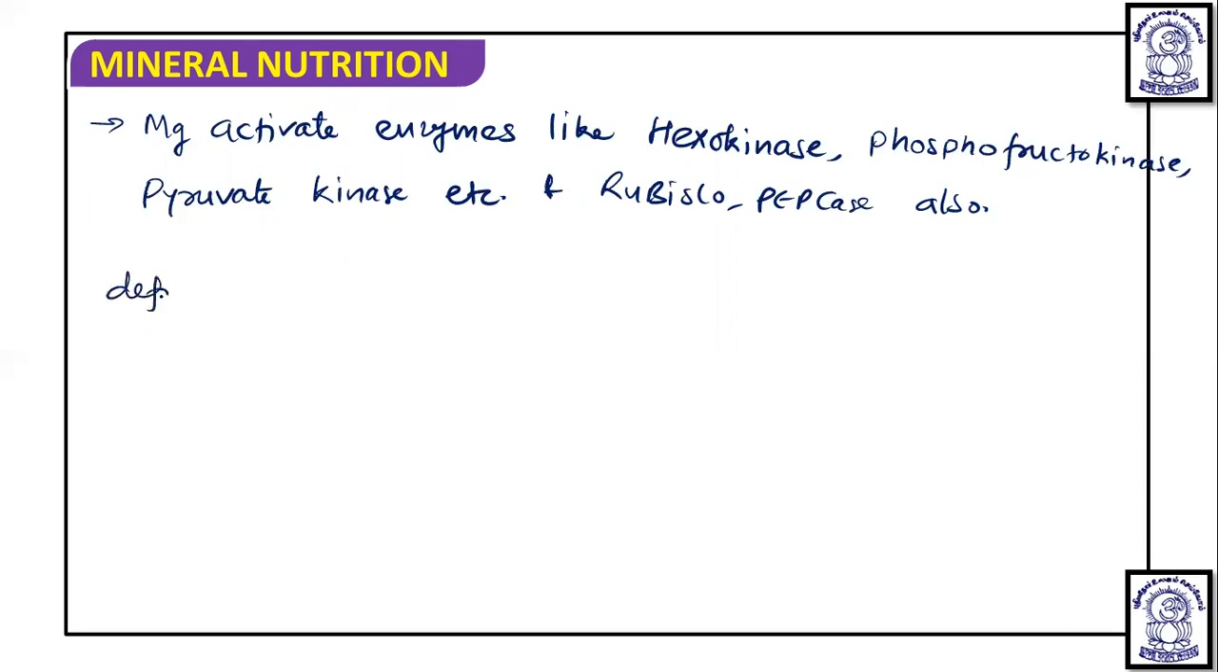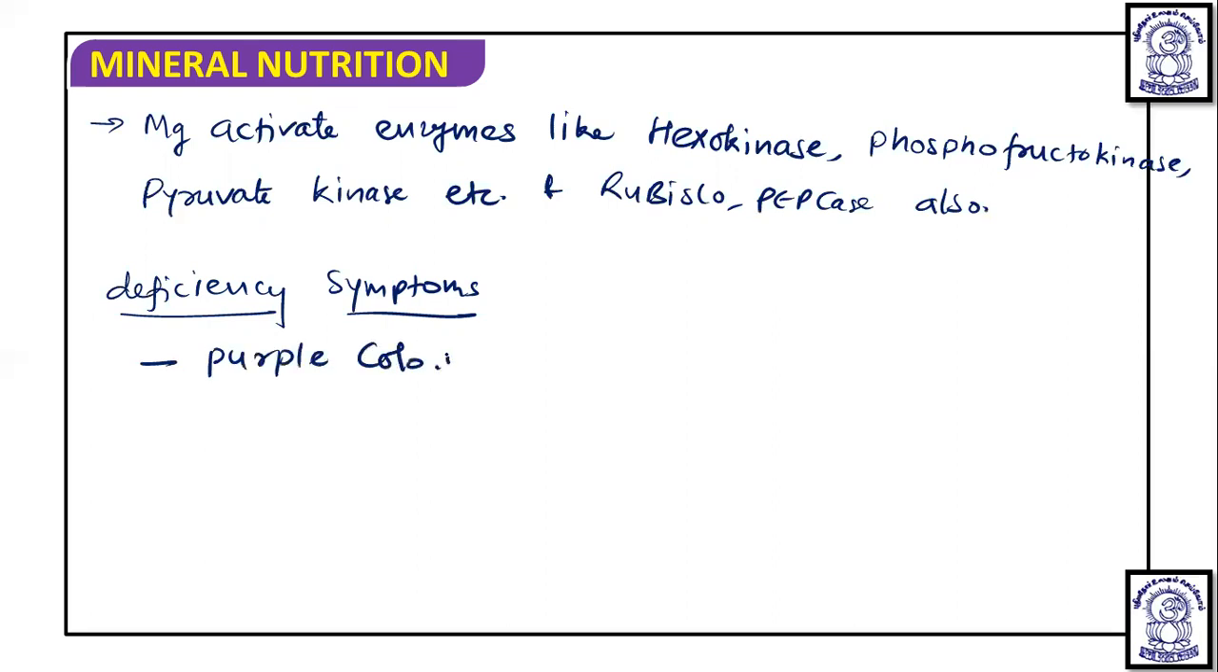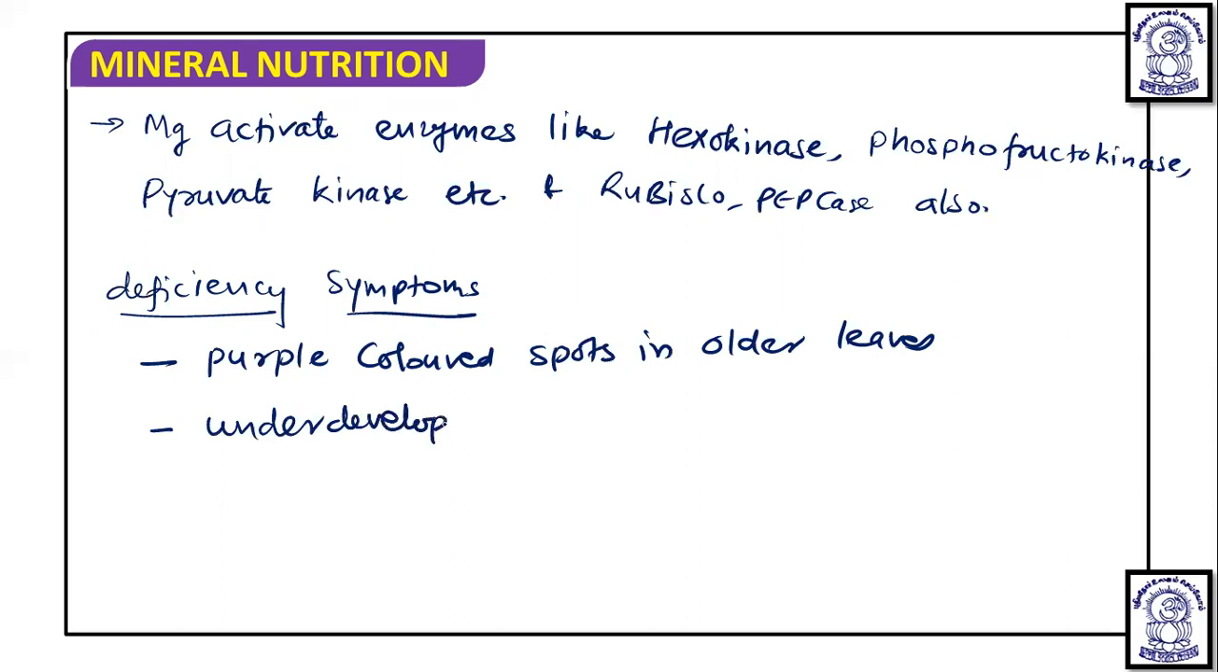So the deficiency symptoms of magnesium, if we talk, mainly include purple colored spots in older leaves, and underdeveloped phloem. These are some of the particular deficiency symptoms which are seen in the case of magnesium.